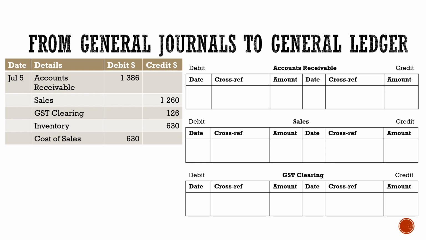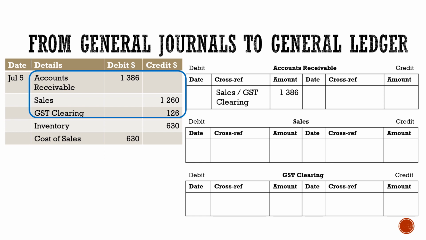We are now going to look at another example. Here we have a credit sale. We're going to start by recording the transaction in the accounts receivable, sales, and GST clearing ledger accounts. Starting with the accounts receivable, we can see that the account has been debited $1,386, and this has been recorded on the debit side. The corresponding entries on the other side would be the sales and the GST clearing account. And the date of the transaction was the 5th of July.